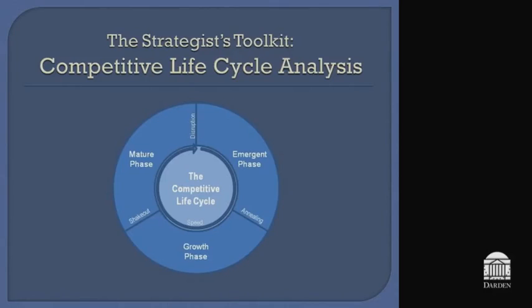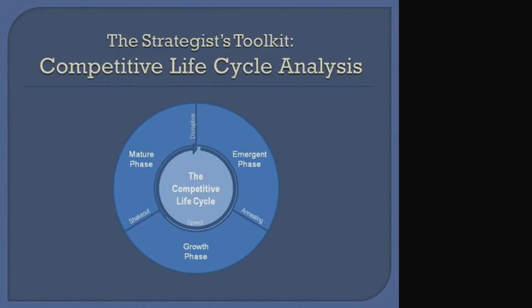So how do we get our hands around the competitive life cycle? Well, let me propose the following tool for our toolkit here. This is simply another way of representing the S-curve that we have talked about previously here. So you see here a circle. Beginning at the very top, we have the emergence of a new technology or business model. It goes through this emergent phase.